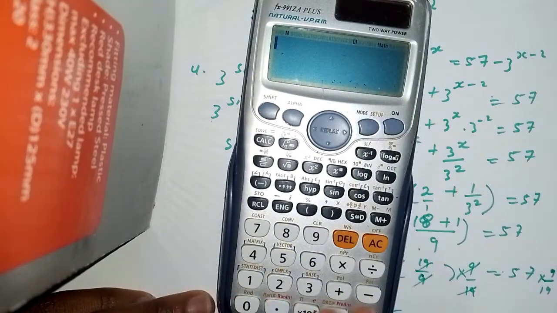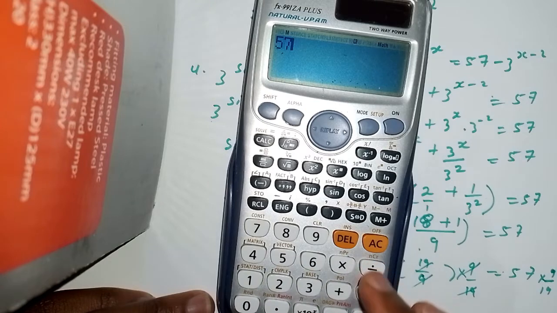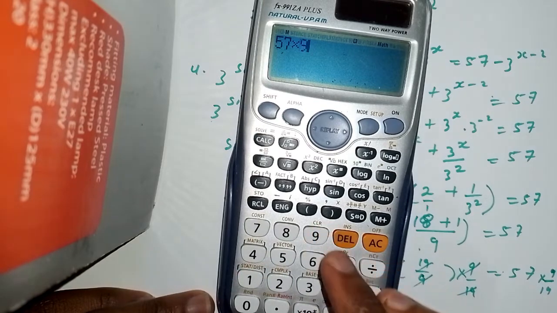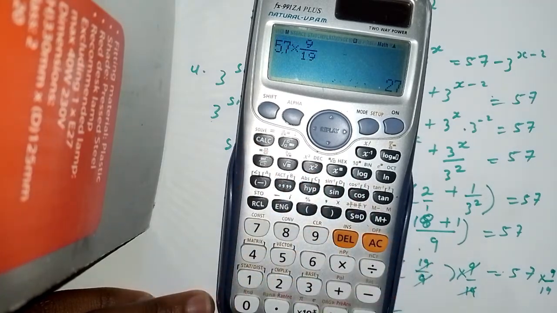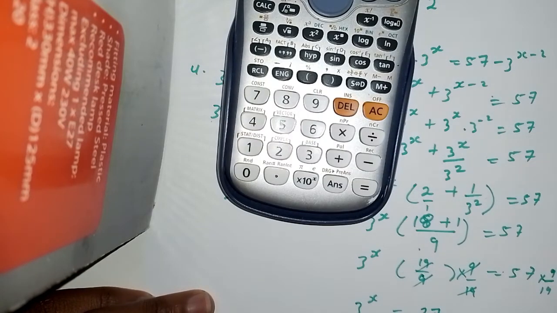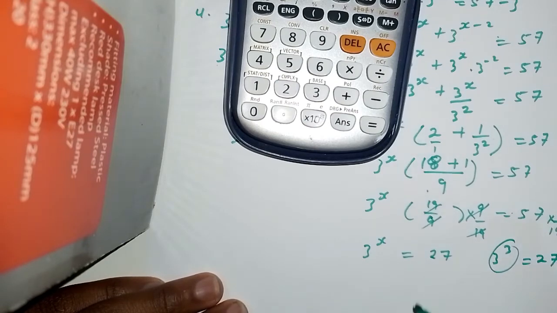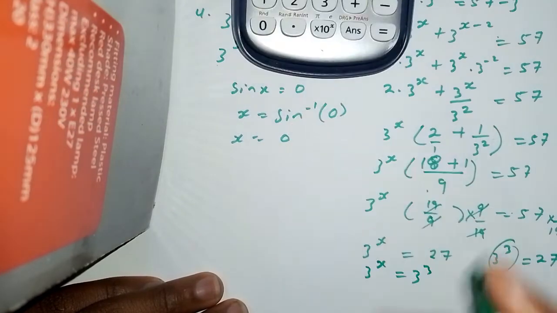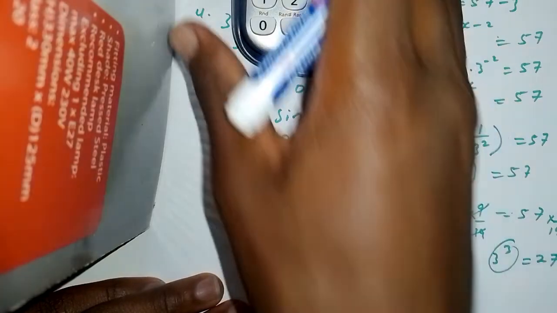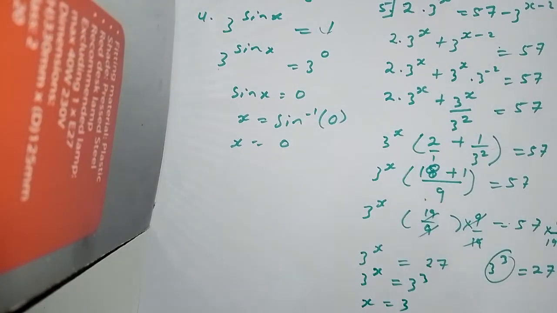When you say 57 multiplied by 9 over 19, what do you get? This is 27, right? Then 27 can be written as 3 to the power 3. There. This is equivalent to 27, right? So I'm just going to say 3 to the power x is equal to 3 to the power 3. Then x is equal to 3, right? There. Let's move quick to the next question.